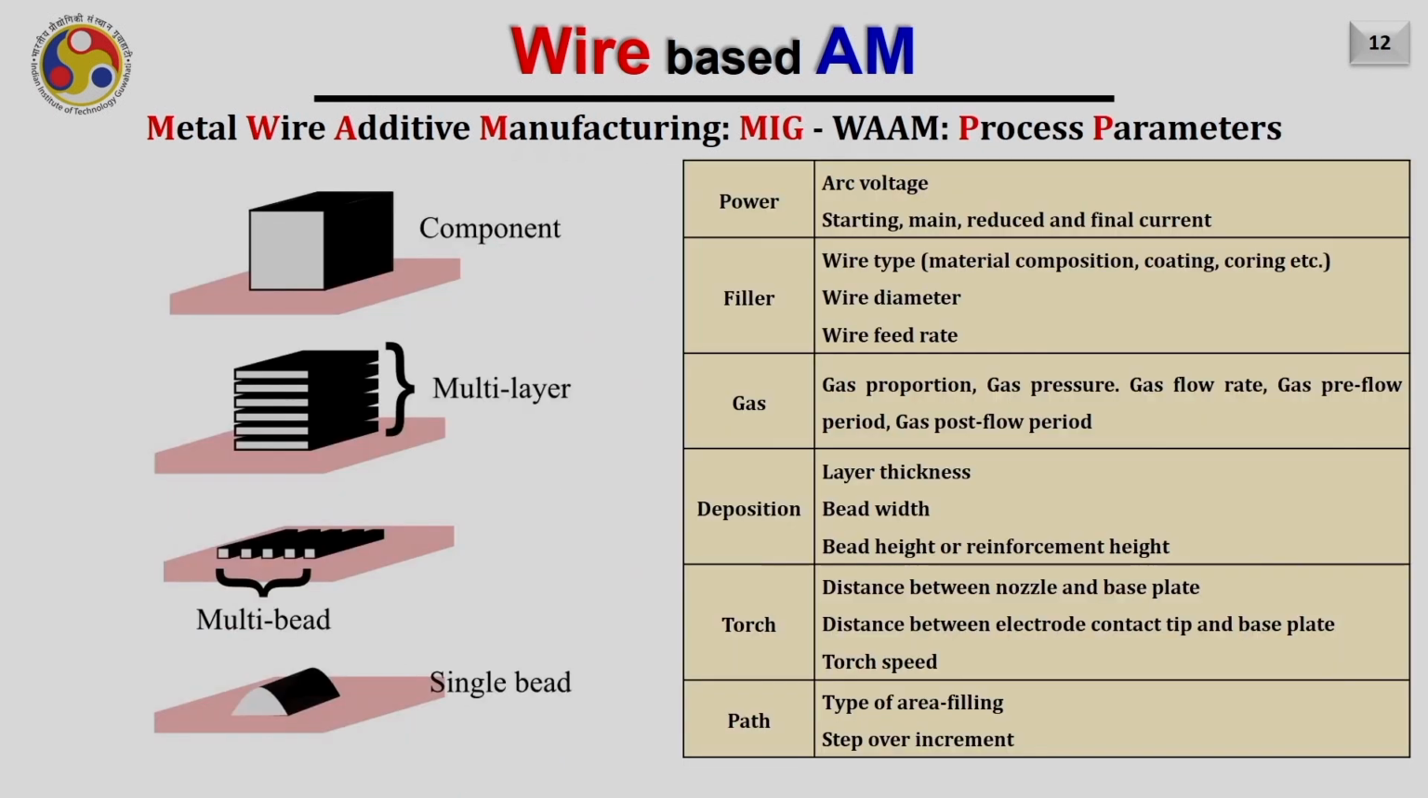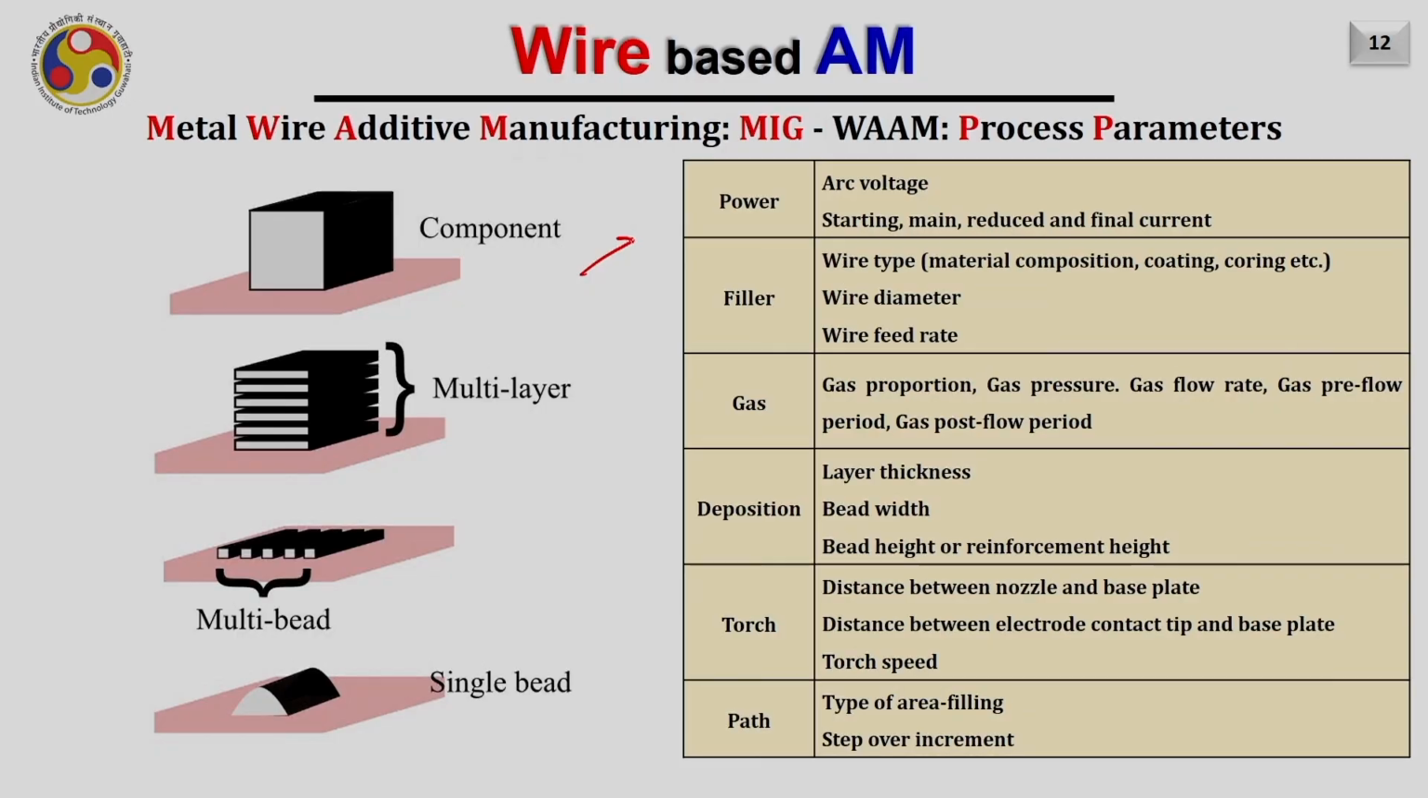So the typical process parameters affecting the wire arc additive manufacturing process are listed here on this slide. The first one is the power. The power is governed by the arc voltage, starting, main and reduced, and final current. So voltage and current are the two parameters that govern the power input to the substrate.